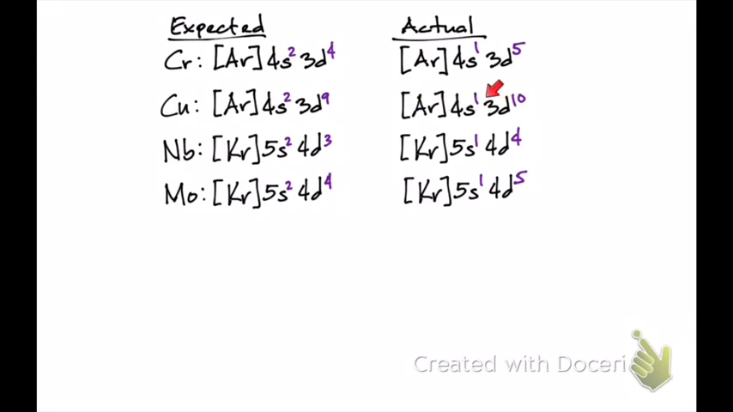All right, same thing with copper, niobium, and molybdenum. So instead of 4s2, 3d9 for copper, it's 4s1, 3d10. So for the first test, make sure that you know at least the first two. You have to remember that chromium and copper are the two elements in the periodic table that don't follow the Aufbau principle, that they have a different electron configuration compared to the expected electron configuration.